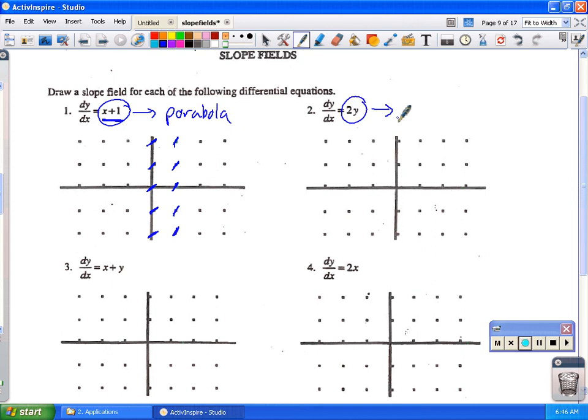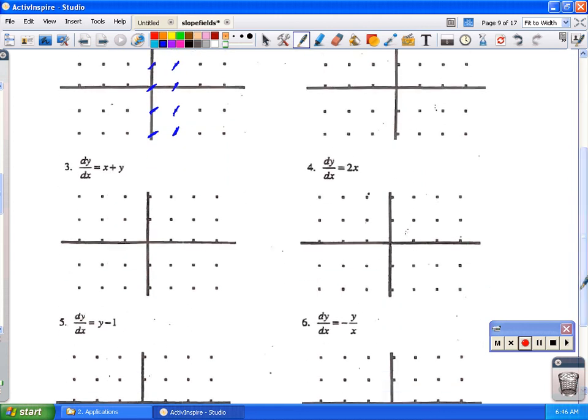In number 2, the derivative depends only on y, so in this case we should have a series of horizontal rows that share the same derivative. In number 3, you're going to use x and y. If I were going to put a little tangent segment at the point 1, 1, I'd plug in 1 for x and 1 for y. 1 plus 1 is 2, so at the point 1, 1, I'm going to put a slope that looks like it's about 2. And that's relative. Nobody's going to take out any kind of measuring device and ask whether it's really 2. You just have to show that there's some difference between 1 and 2, etc.